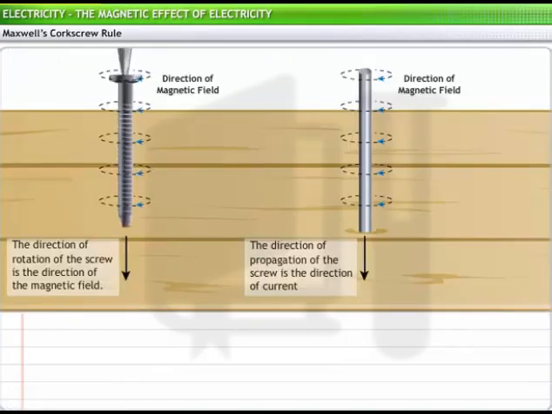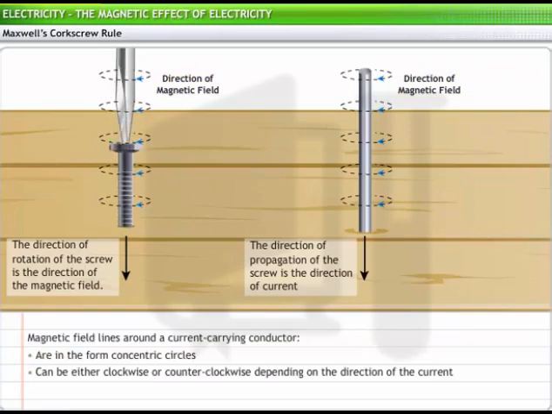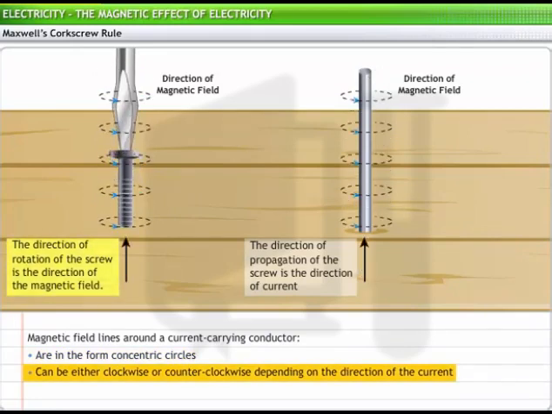This rule is also called Maxwell's corkscrew rule. Consider a right-handed corkscrew kept parallel to a current-carrying conductor. On turning, if the screw advances in the direction of the current, then the direction of rotation of its head gives the direction of the magnetic field lines due to the conductor. Thus, magnetic field lines around a current-carrying conductor are in the form of concentric circles and can be either clockwise or counterclockwise depending on the direction of the current.